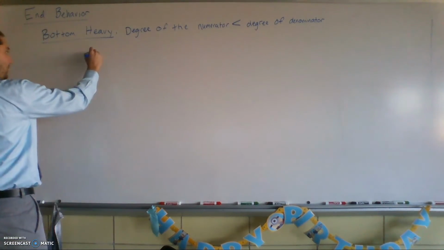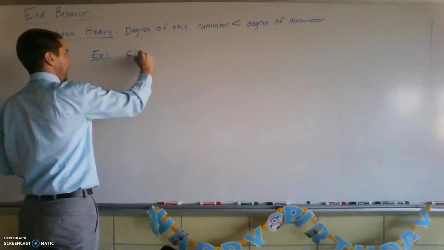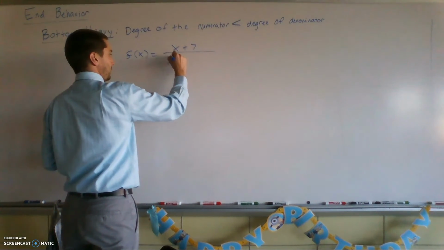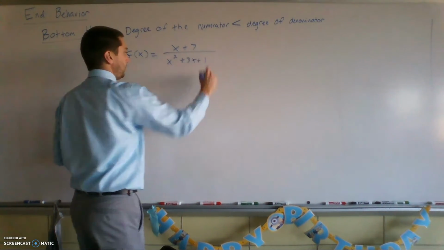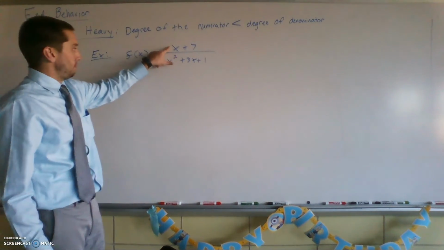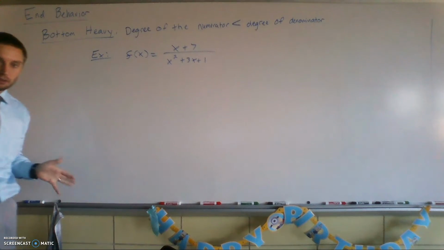So let's look at an example here. Alright, so let's say f of x equals x plus 7 over x squared plus 3x plus 1. Alright, so this is bottom heavy. How do I know it's bottom heavy? The degree on the top is just 1. The degree on the bottom is 2. So this is a bottom heavy function.